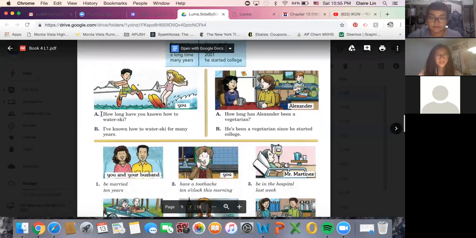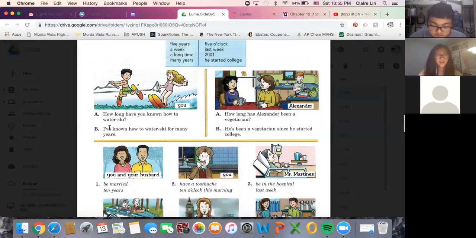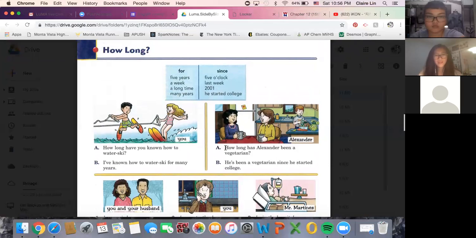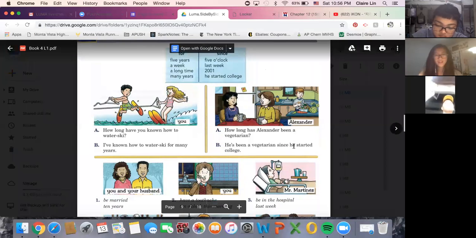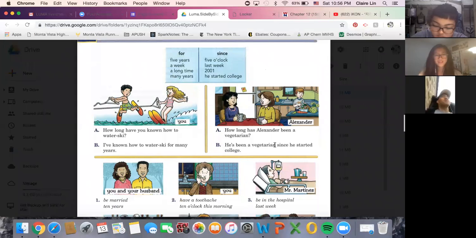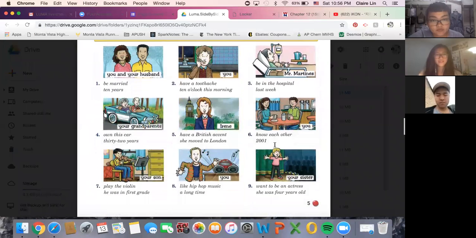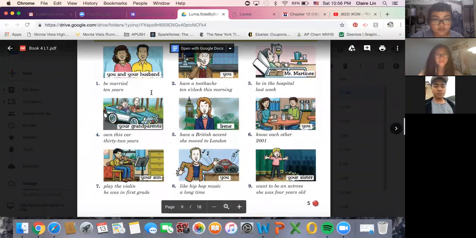So the example says, how long have you known how to water ski? I've known how to water ski for many years. "For many years" is more general, so they use "for". For the other one, they're saying, how long has Alexander been a vegetarian? He's been vegetarian since he started college. "Since he started college" is more specific, so they use "since". So practice using for and since for the next examples.